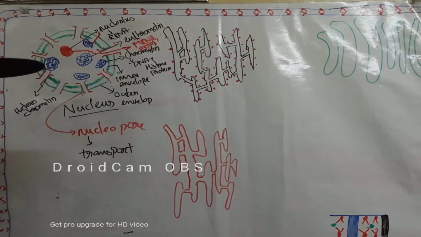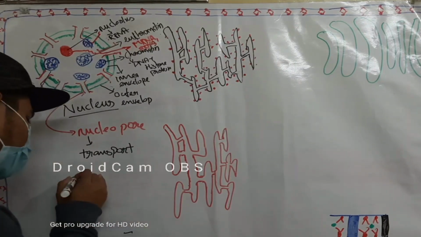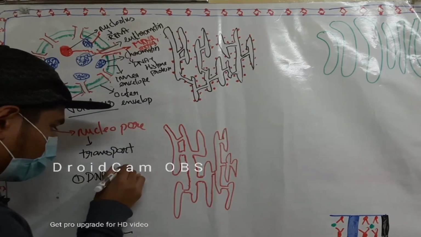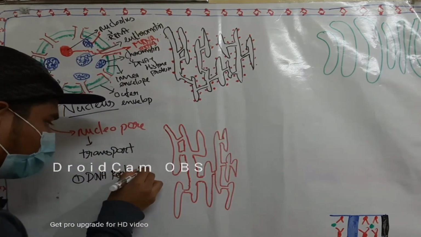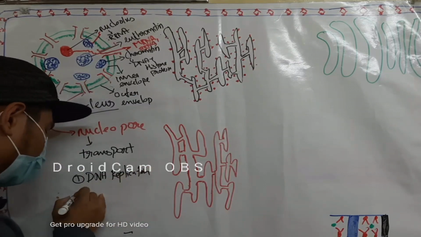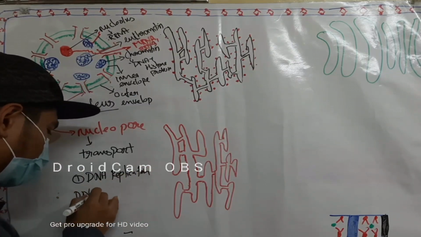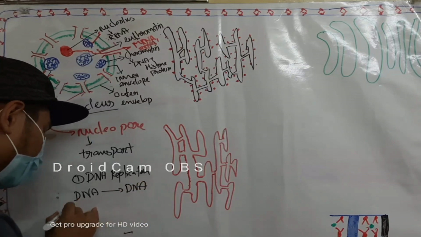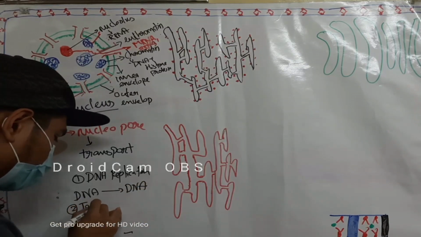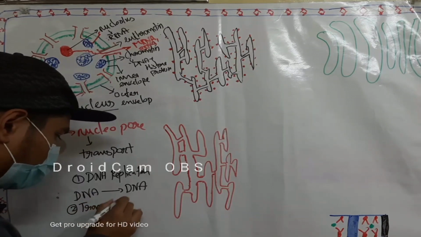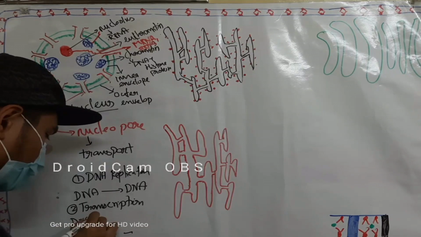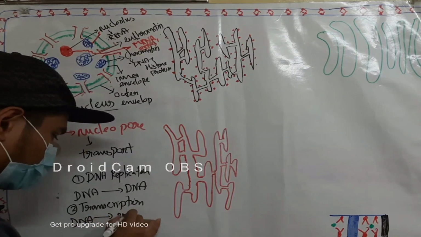There are different events that occur in the nucleus. These are DNA replication, which is the process by which a DNA produces a new DNA from a former DNA. The second one is transcription. This is the process by which a DNA produces a new RNA.